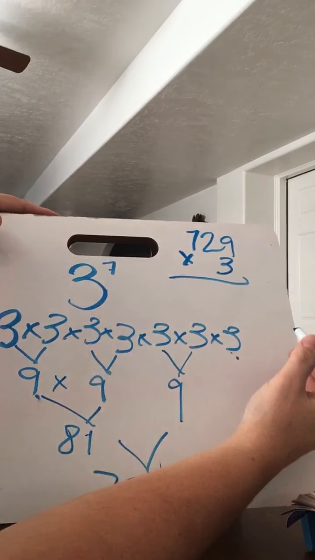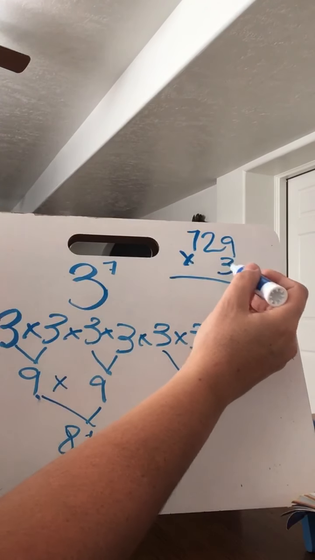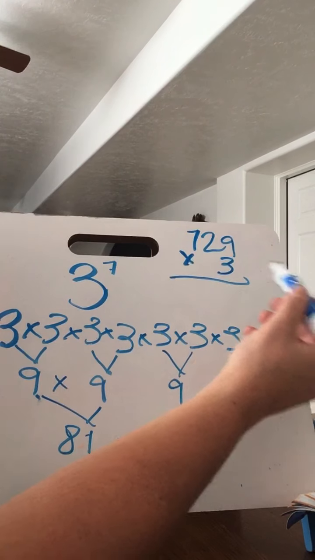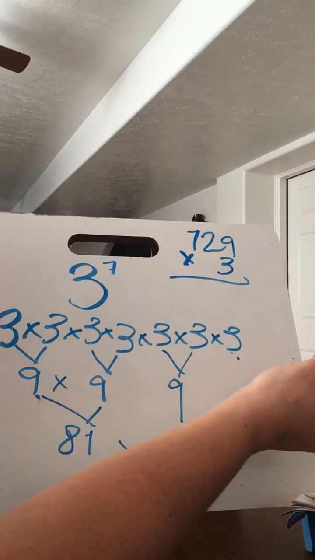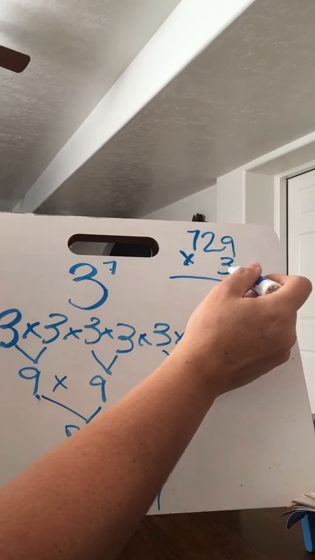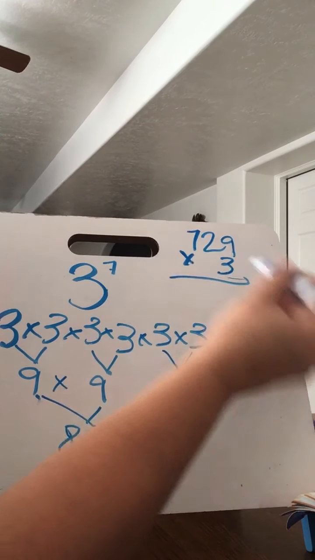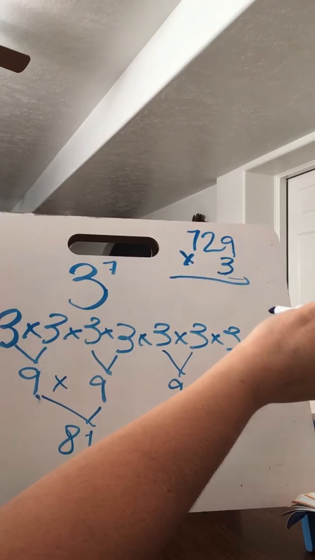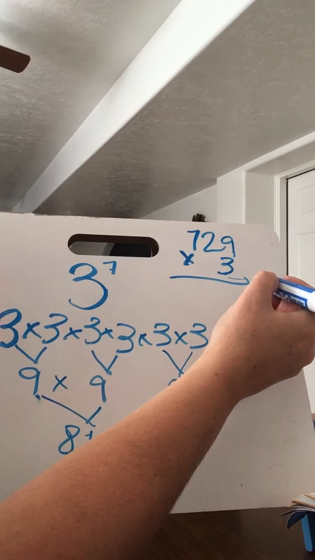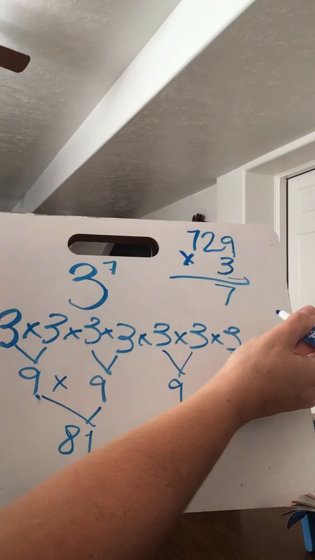729 times 3. We'll go over how to do this again. This is how I like to do it. Mr. 3 is going to a party. Okay, he's the guy on the bottom. So at first at the party, he's going to visit Miss 9. So 3 times 9 is what? 27?